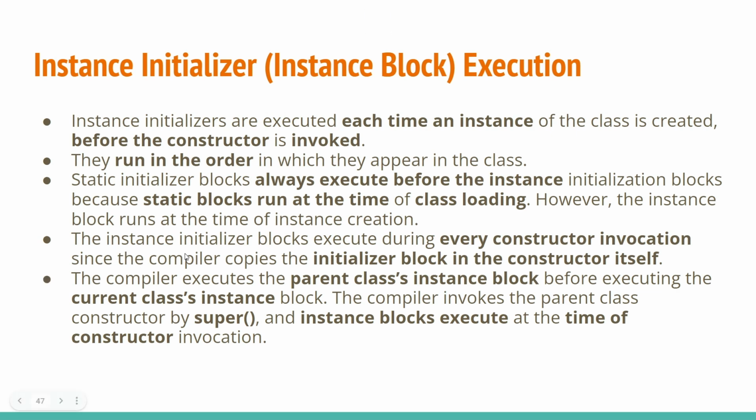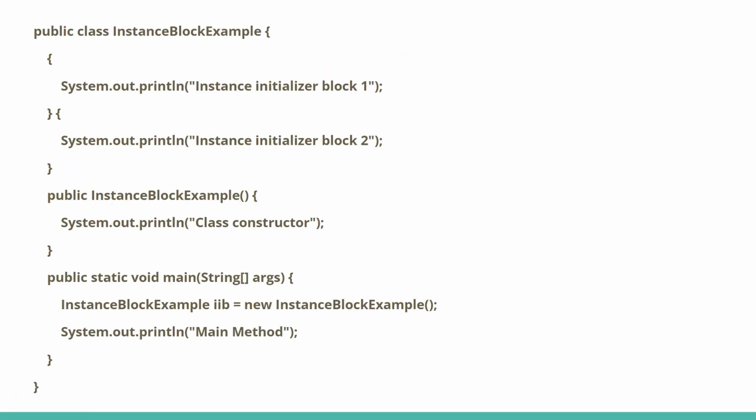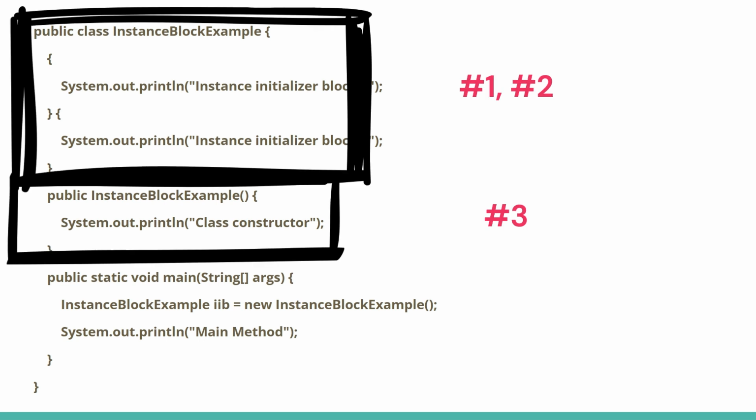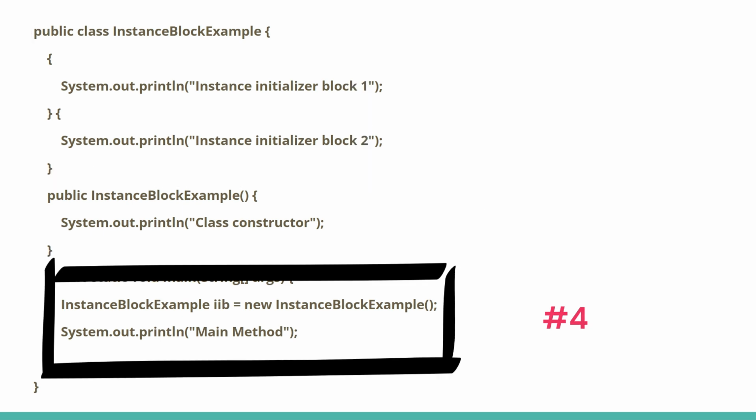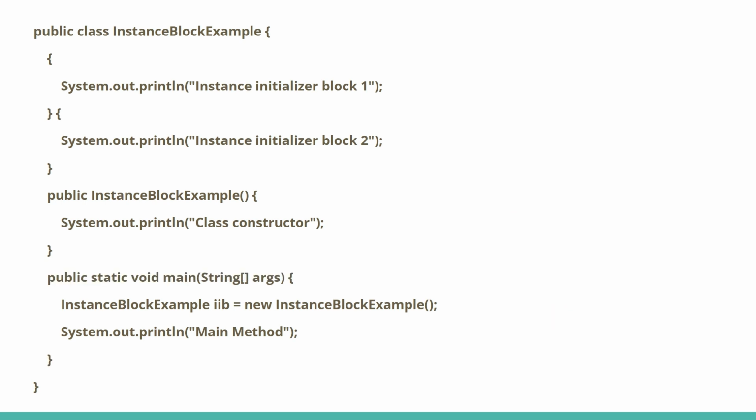So let's look at this by example. In this code, I have InstanceBlockExample. We have two instance initializers, two System.out.println statements. Then we have a constructor and we have the main method. Inside the main method, we are creating an instance of the InstanceBlockExample class named IIB. And the last statement of the main method is System.out.println main method.